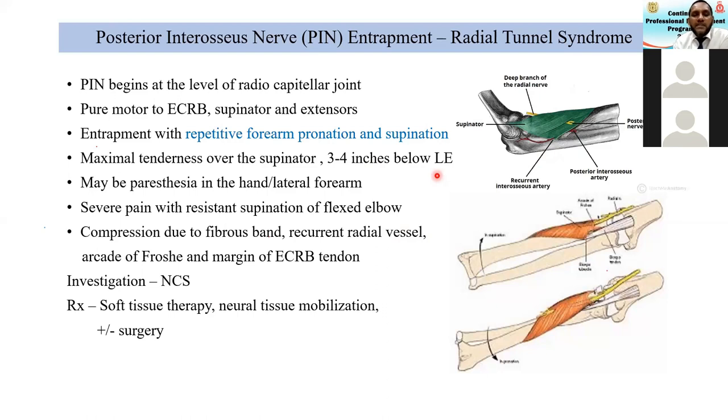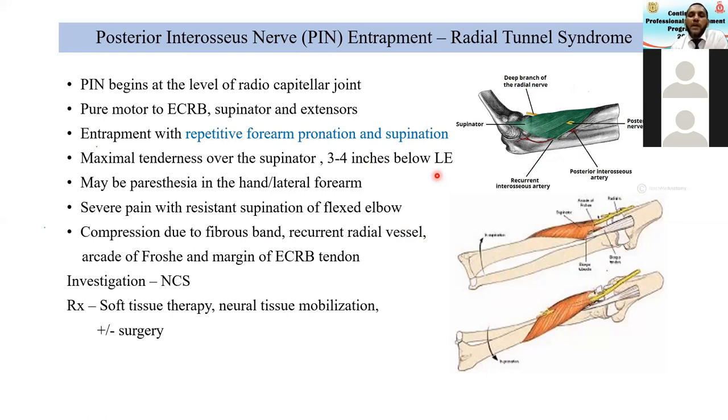Severe pain with resisted supination. Tennis elbow is severe pain with resisted wrist extension, whereas in PIN entrapment, the severe pain is with resisted supination in a flexed elbow. So there are many reasons for compression.